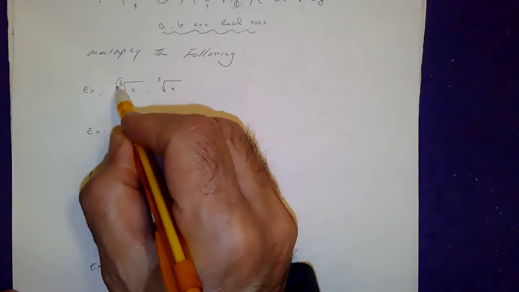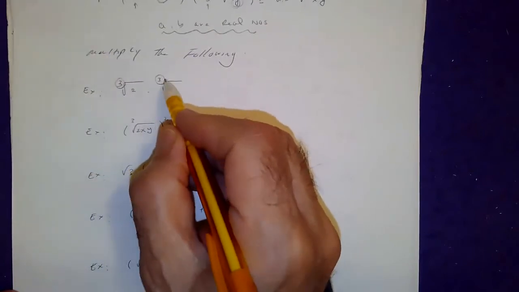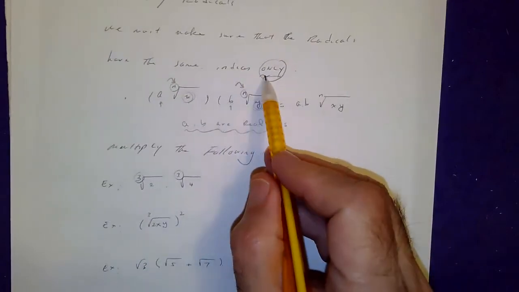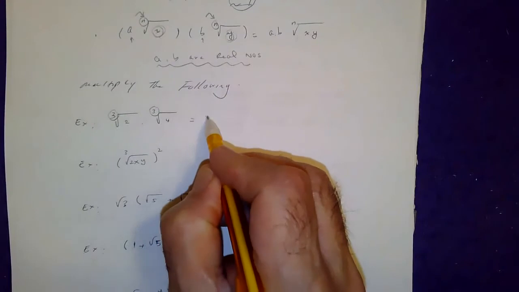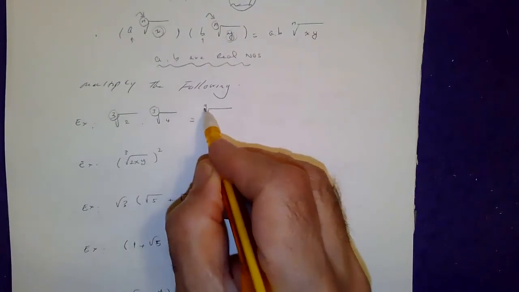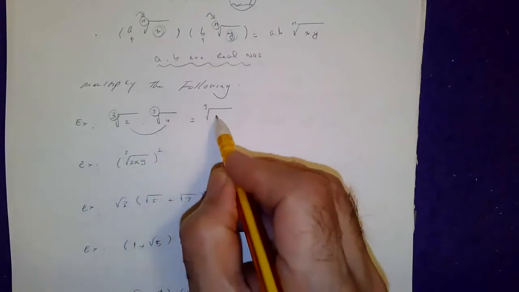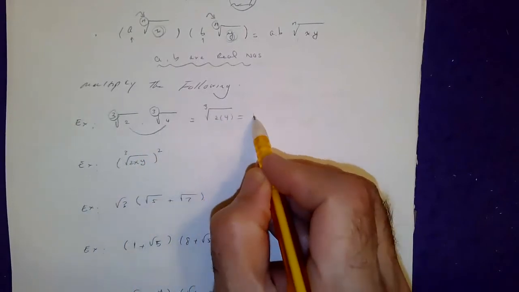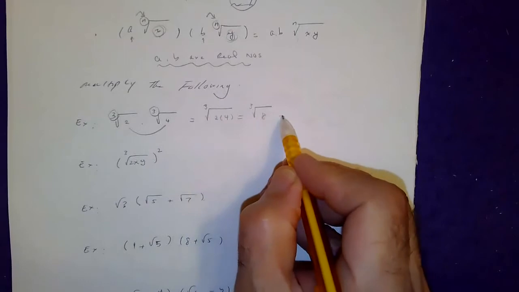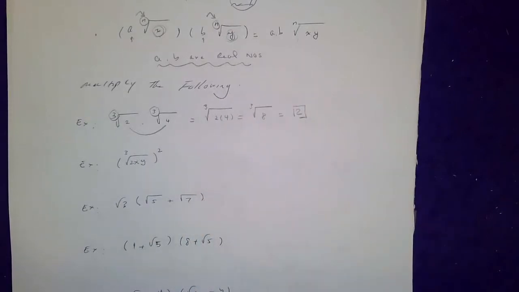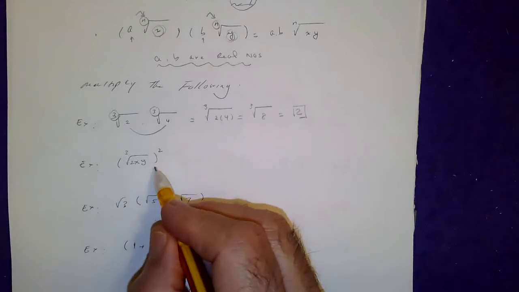First, make sure these numbers match, otherwise multiplication is not defined because the rule says they have to have the same indices. So what do you do? You put the cube root sign and then multiply 2 by 4. So that would be cube root of 8. Cube root of 8, we know it's 2. Final answer.